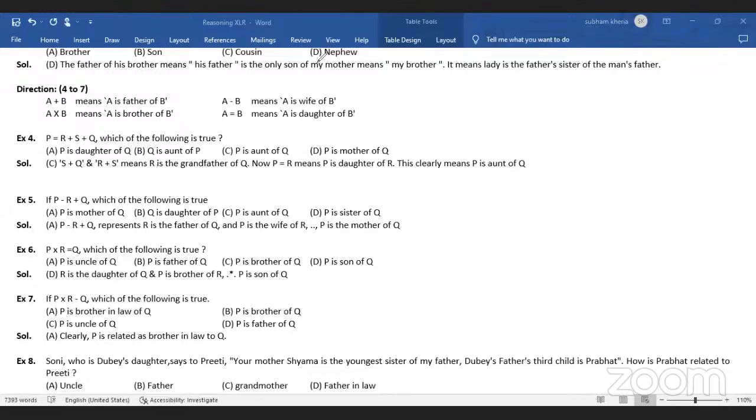Sir, please show the, yes, I am showing the diagram. See, Sony, who is Dubey's daughter. So Dubey is male, I know. Okay? Dubey is male, so I'm writing this as male. And then Sony, daughter. So Sony will be like this. Is this clear? Male के लिए square and female के लिए circle, and then down arrow मतलब second generation.